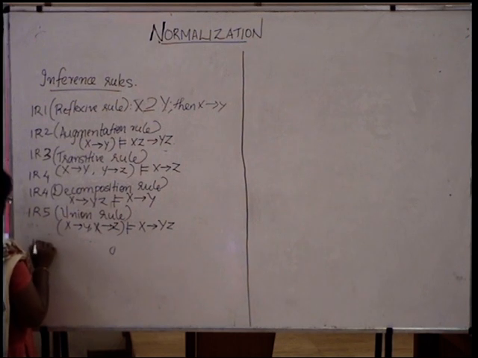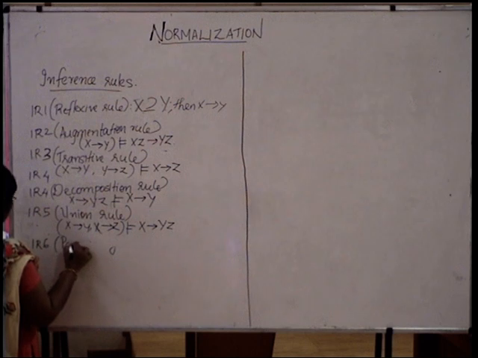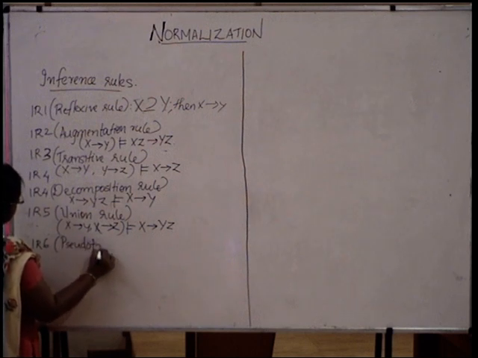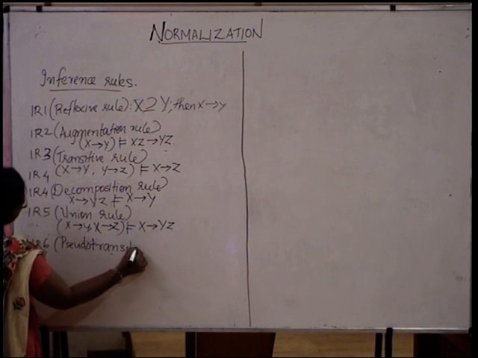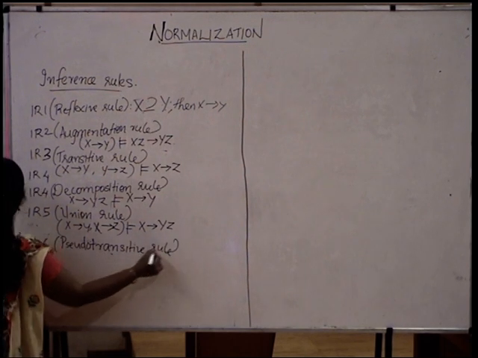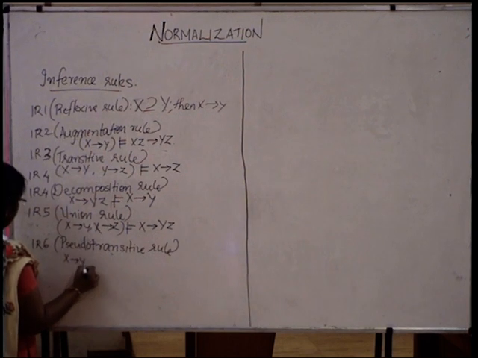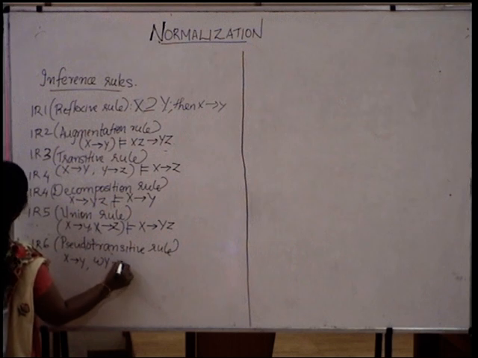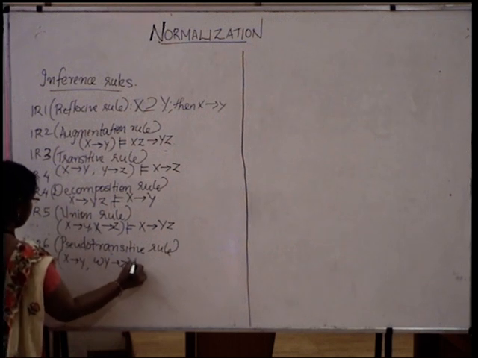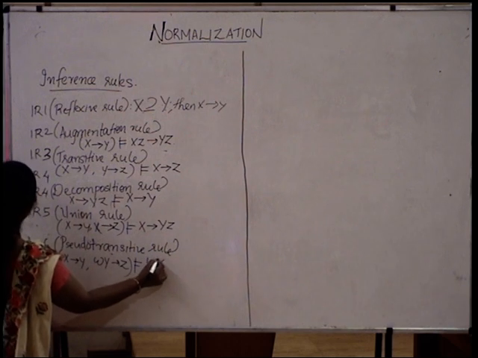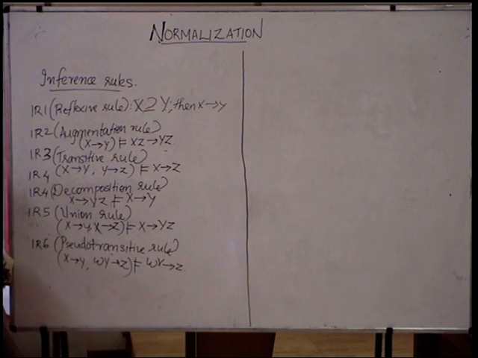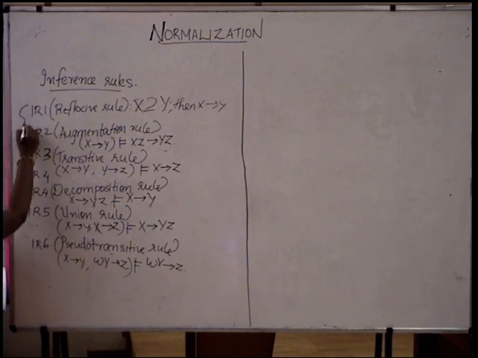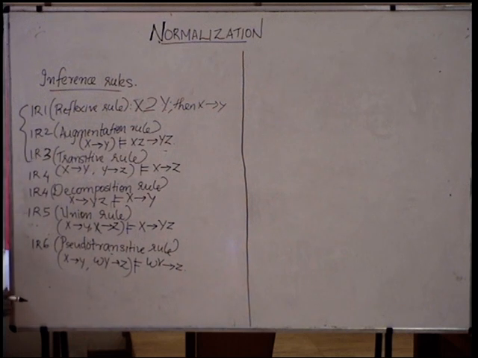IR6 is pseudo transitive rule. X implies Y, WY implies Z indicates WX implies Z. So the first three inference rules, IR1, IR2, IR3, are known as Armstrong axioms.